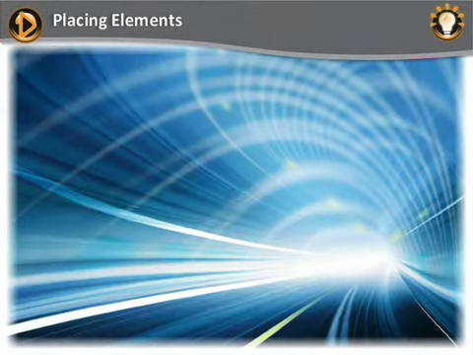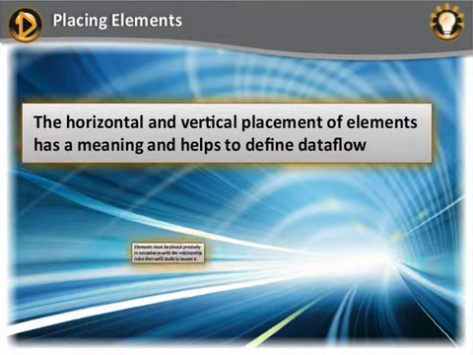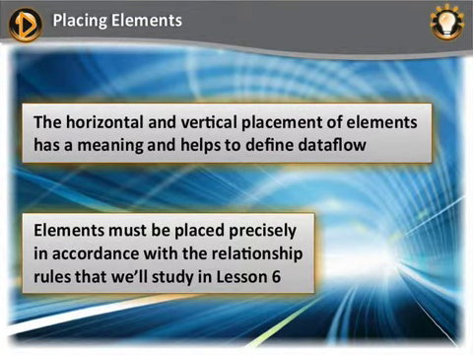The next area we need to consider briefly is the placing of elements on the bit diagram. The horizontal and vertical alignment of the elements has a meaning and helps to define the data flow, so their placement is very important. When we study the relationship rules in Lesson 6, we'll consider this in more detail. For now, it's important to remember that elements must be placed precisely in accordance with relationship rules, as this will help to make the bit diagram meaningful.